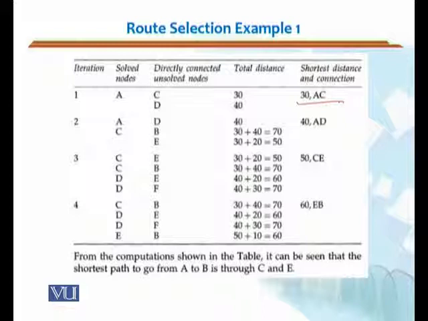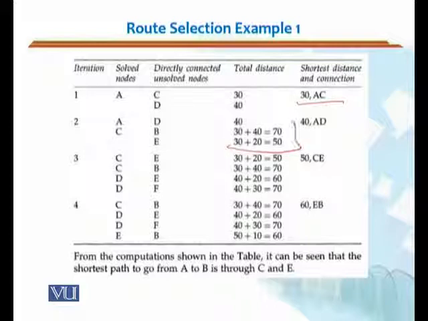Now which nodes are directly connected from A and C? We know that there is a node from A to D with a distance 40. Now C is also a part of our solved nodes, and there are two nodes, B and E, which are directly connected with C. But for coming to C, we have to first of all go from A to C. So the distance is 30. Then the distance from C to B is 40. So the total distance would be 70. And the distance from C to E is 20. So 30 plus 20 will give you 50.